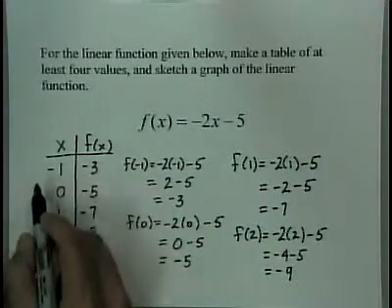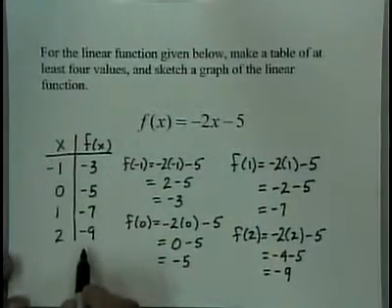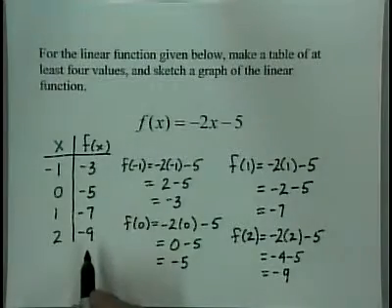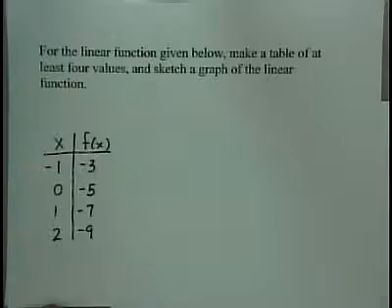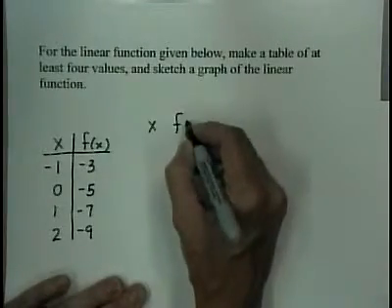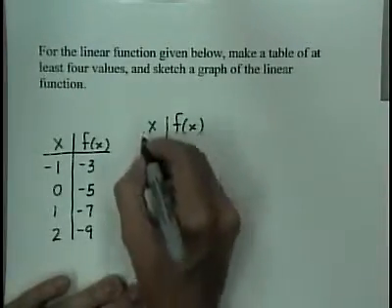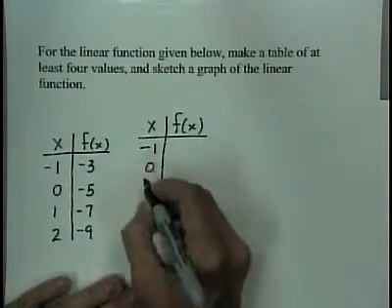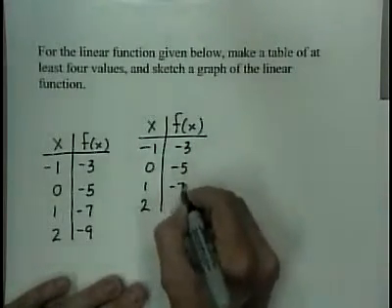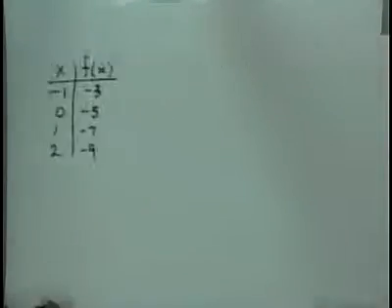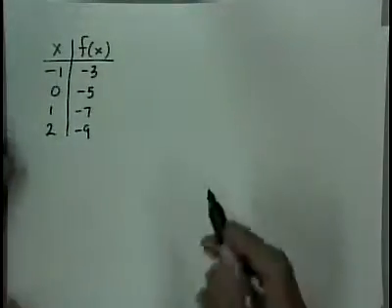So we made a table of 4 values. We want to sketch a graph. What we're going to need to do is use another piece of paper, and let's translate our table to that, and then we can sketch a graph. -1, 0, 1, 2, -3, -5, -7, -9. Okay, now we're ready to sketch a graph.